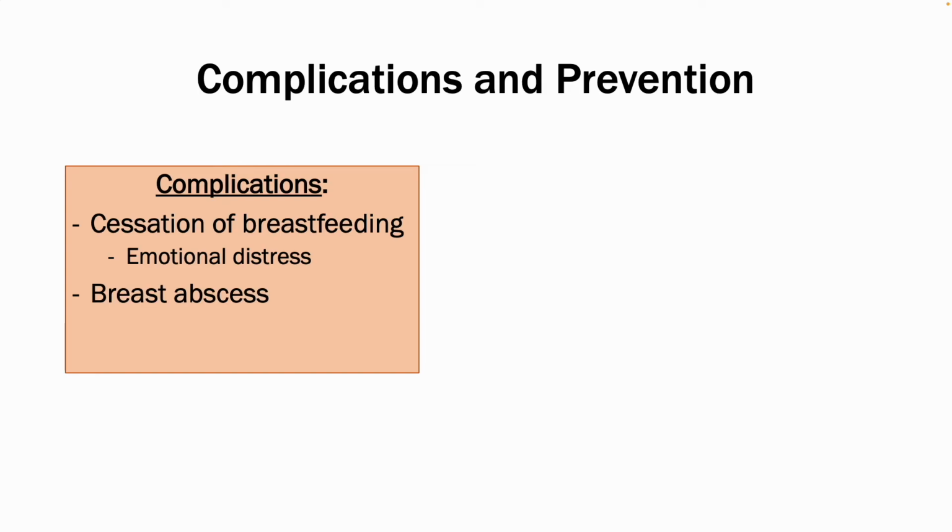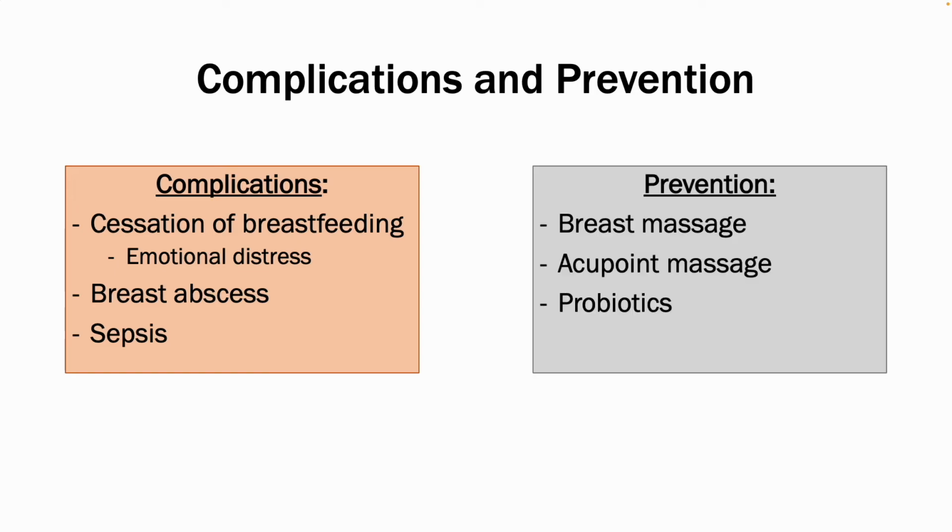As mentioned earlier, a breast abscess could form, and there could be sepsis in very extreme cases. There are some things that have been suggested that decrease the risk of developing mastitis, such as breast massage, probiotics, and acupoint massages, but there have not been any conclusive studies done on any of these options.